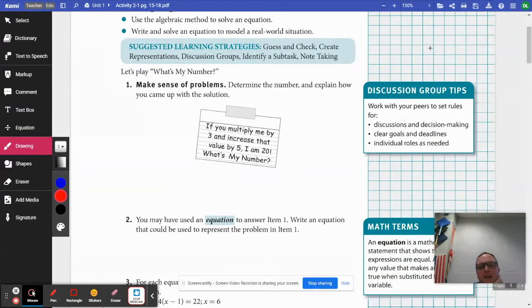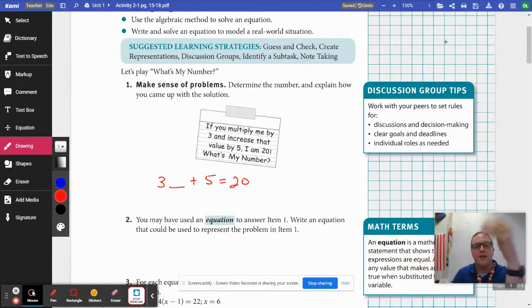If you multiply me by 3, we don't know what the number is, so we'll just do like a line, right? If you multiply me by 3 and increase that by a value of 5, so that means I'm going to add 5, I am 20. So that means all this equals 20. Well, if we don't know what a number is, you learned in 6th grade, 7th grade that you use a variable. So this would be an x.